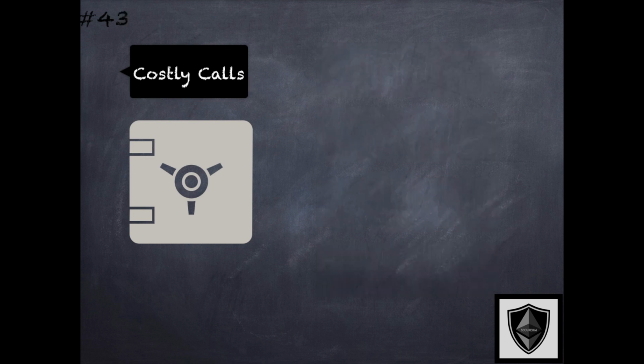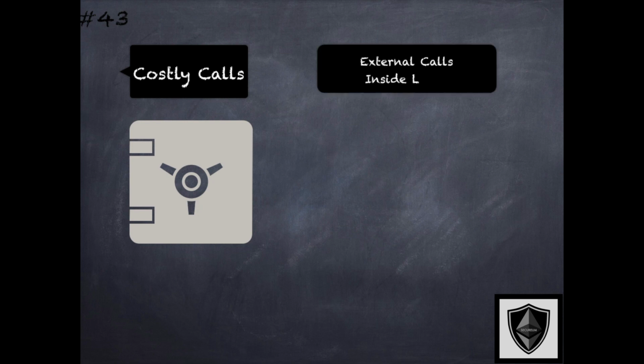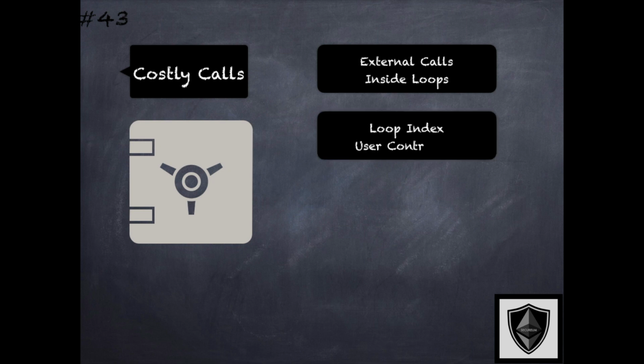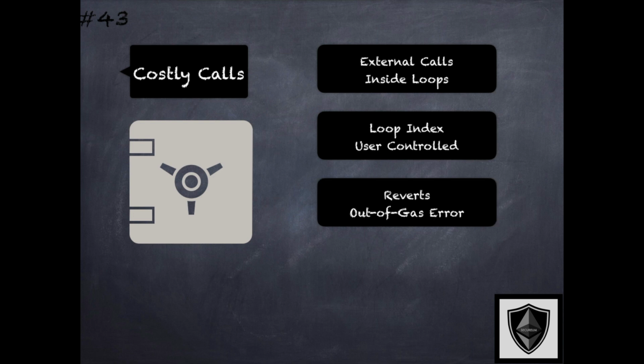Similar to state variable updates, external calls inside loops should also be used very carefully. And the reason is external calls cost 2600 gas as of the latest upgrade. This is more of a concern if the index of the loop is controlled by the user, because in that case the number of iterations of the loop is also user controlled, because that could result in a denial of service if one of the calls inside the loops reverts, or if the execution runs out of gas because the gas supplied in the transaction wasn't enough.